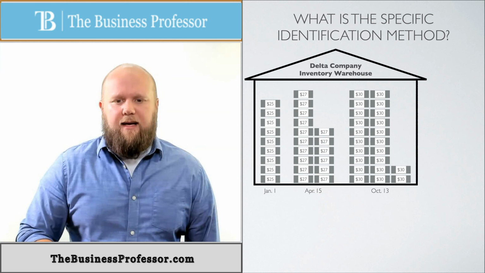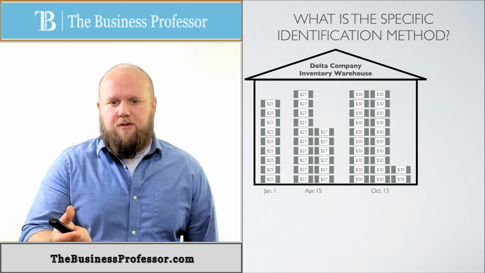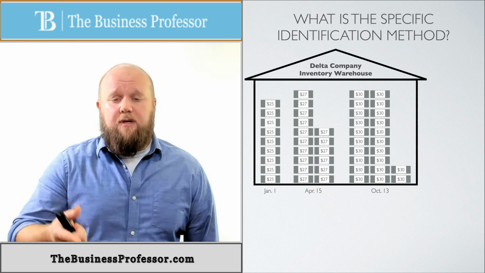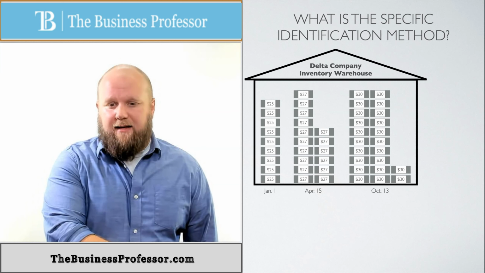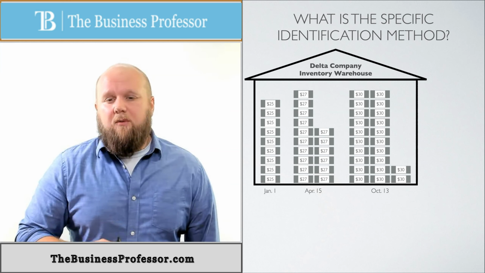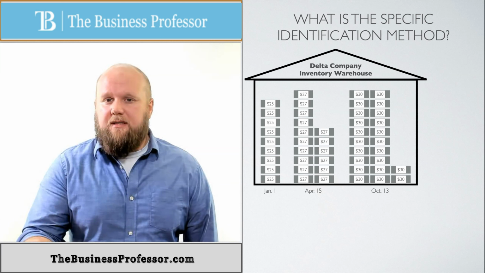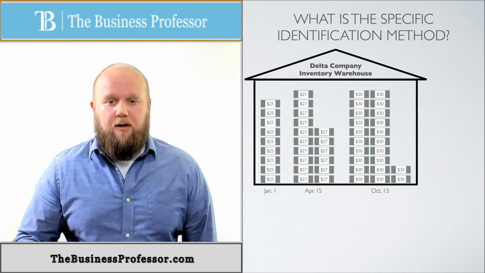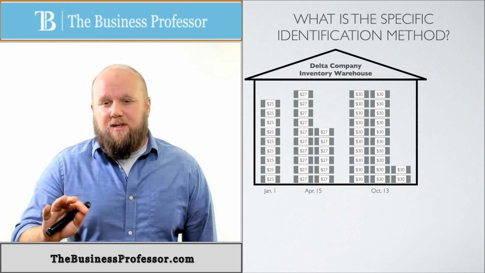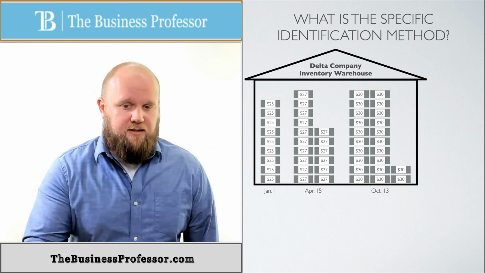We're a Delta company, and we have all these things. We have some inventory that we're selling for $25. It cost us $25 a piece to bring them in, and we had that in our beginning inventory. Then we bought some more on April 15th for $27 a piece, and some more on October 13th for $30 a piece. So what's in our warehouse is what we have available to sell.